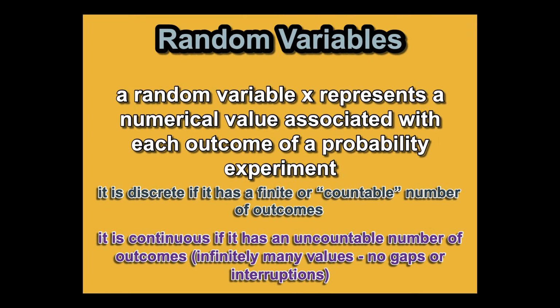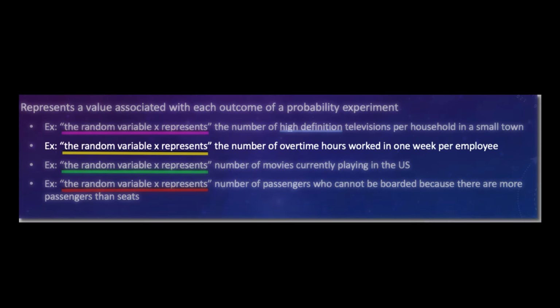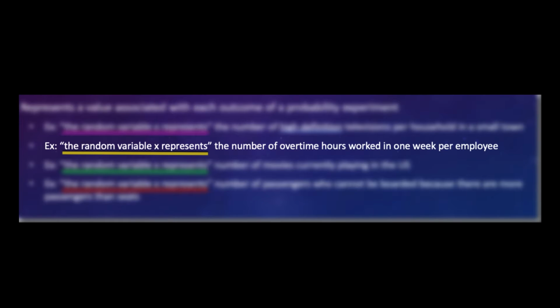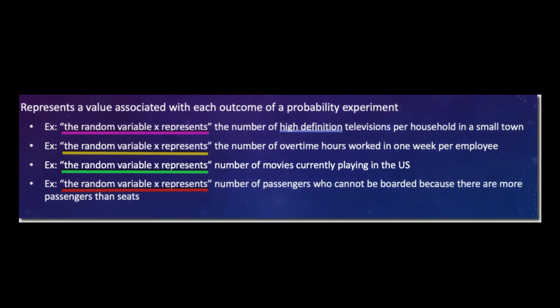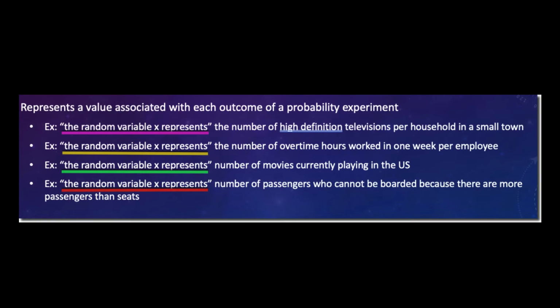A random variable associates a numerical value with each outcome of an experiment. It is very important that you know and define exactly what your random variable is. For example, in these discrete situations, I have set a specific verbiage consistent with each experiment. For example, the random variable x represents the number of overtime hours worked in 1 week per employee, or the random variable x represents number of movies currently playing in the US. Now let's look at a specific situation and define it in a table.